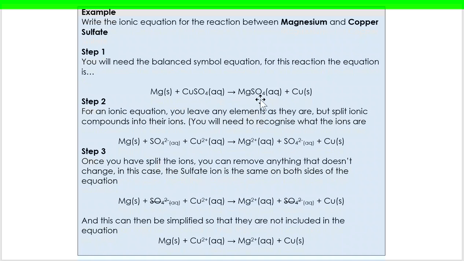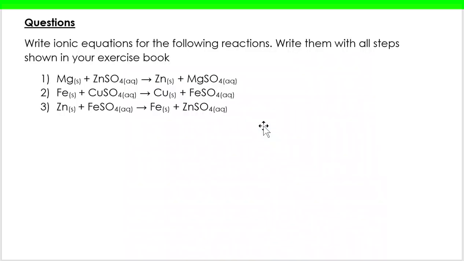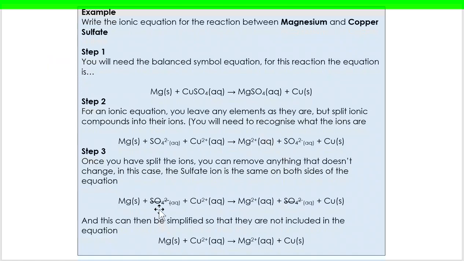Similarly, we have MgSO4. It's aqueous and ionic. We can break it down into Mg2+ and SO4 2-. Now, what we can then do with an ionic equation is remove any spectators, anything that does not change in a chemical reaction. And you can see here that SO4 2-, aq, appears on both the left and the right. So we get rid of it, and we then write the ionic equation, as we can see at the bottom, without those spectators.